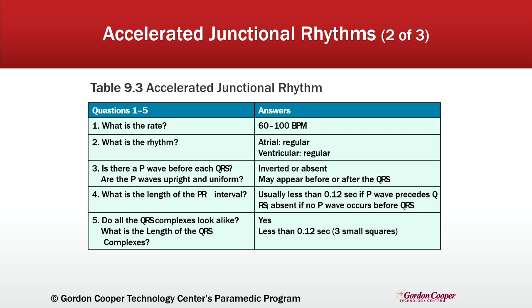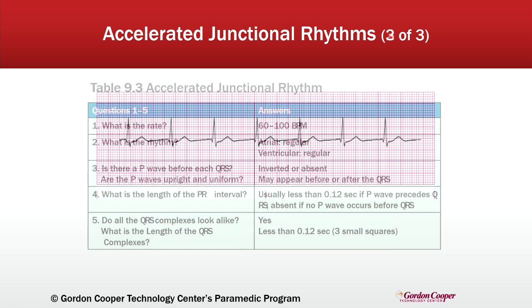So the only real difference that we see on this one is the rate, 60 to 100, which we know is different than what we were looking at before with our junctional escape rhythm, which was 40 to 60. So now we're at 60 to 100, still with the P wave being inverted or absent, and then our PR interval is usually less than 0.12, just because of where it's being paced again.